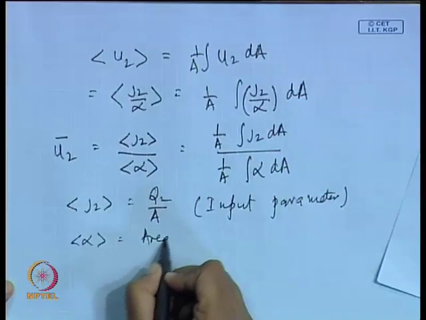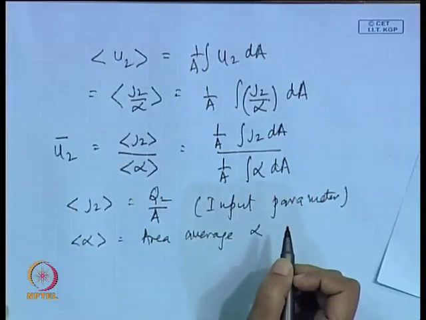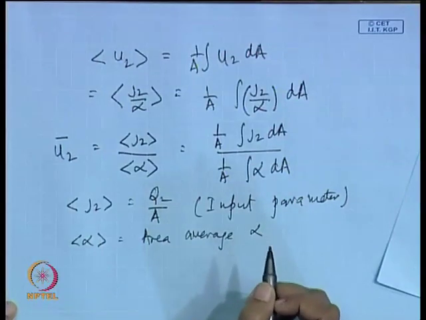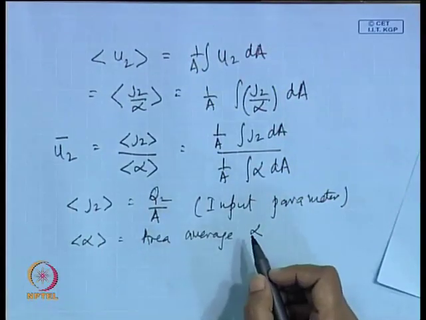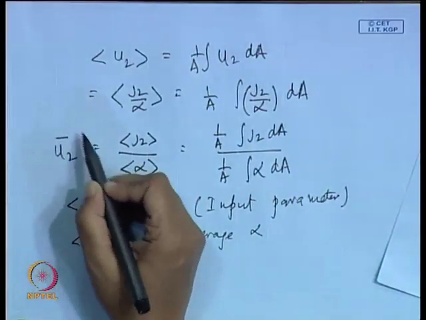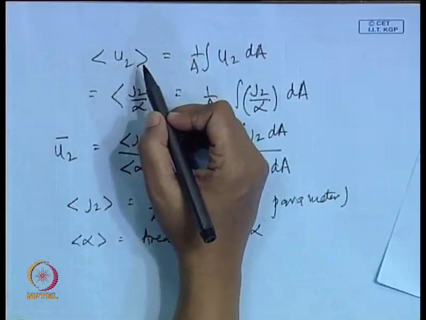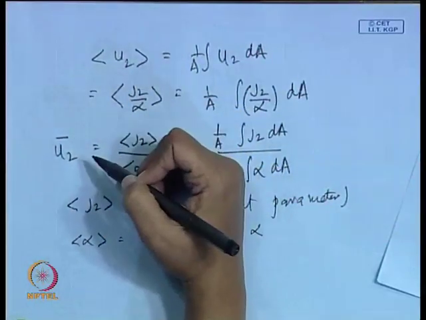So, it is the area average alpha, which you can very easily measure either by the conductivity probe technique or the radiation attenuation technique and so on and so forth. Okay. So, therefore, this is a much more friendly quantity, or a much more determinable quantity, as compared to this. So, therefore, these concepts have to be very clear.